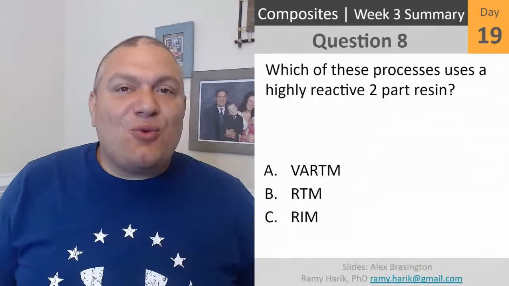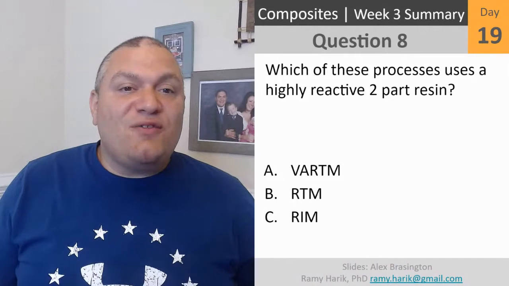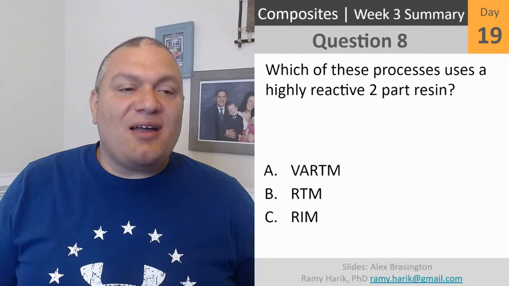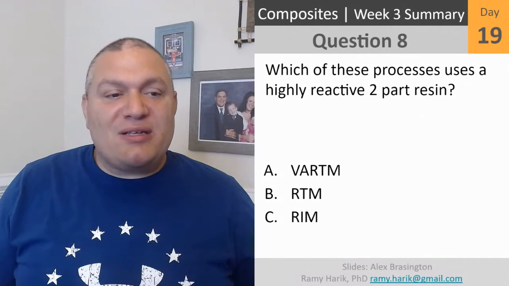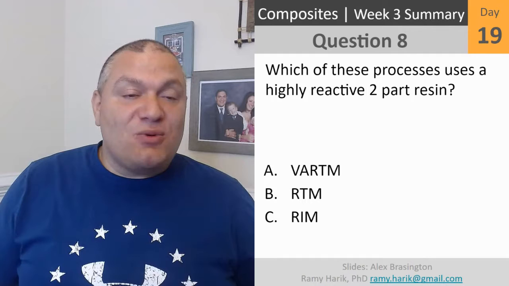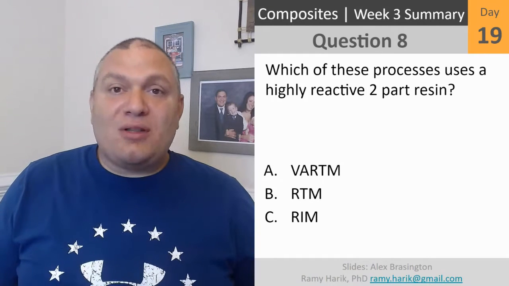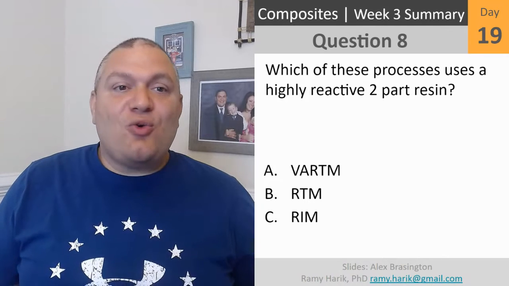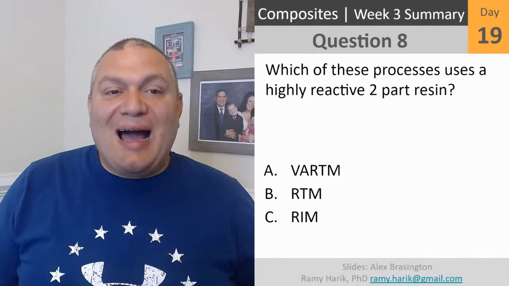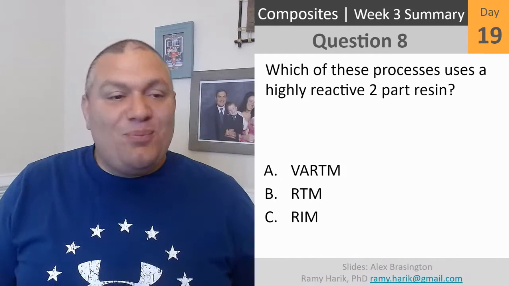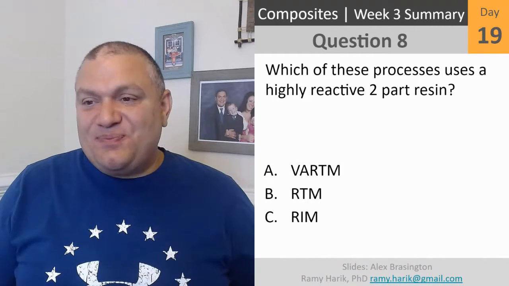Now let's move on to question 8. Which of these processes uses a highly reactive 2-part resin? If you remember, we talked about these 3 processes. We talked about VARTM, we talked about RTM, and we talked about RIM. So which one of these processes uses a highly reactive 2-part resin? Is it A, B, or C?